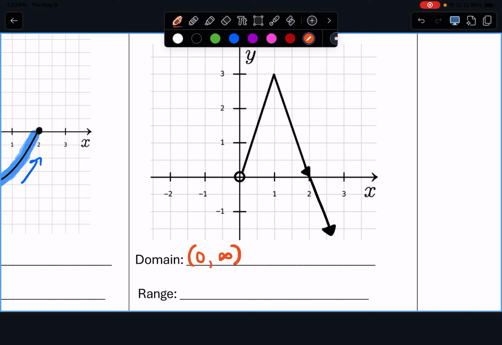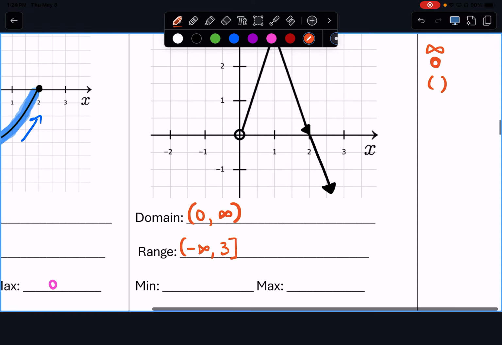Now, our range. What's the lowest this graph goes? Infinity, but since it's going to the bottom, negative. And what's the highest this graph goes to? 3. But will 3 get a parentheses or a bracket? A bracket. If it's not got a very, very obvious open dot, it means it's a closed dot. So that will be a bracket. We only use parentheses if it is infinity or an open circle. That is when we use our parentheses.